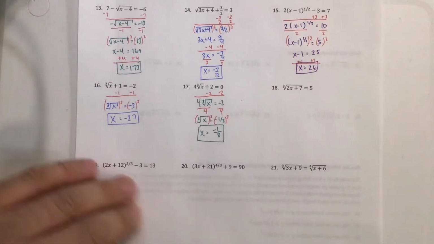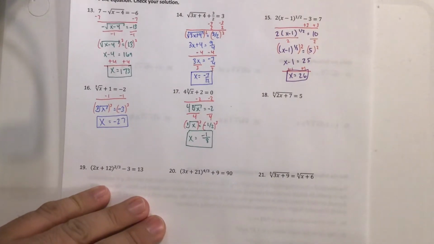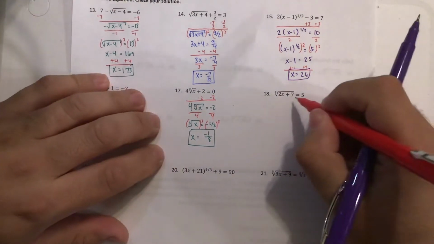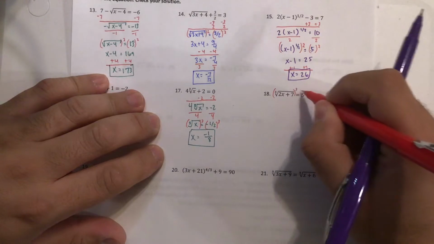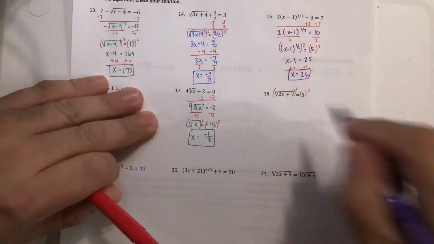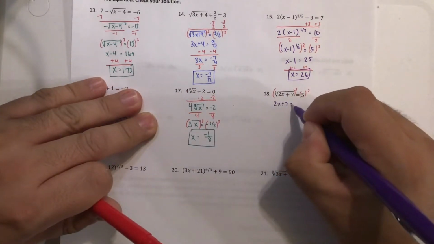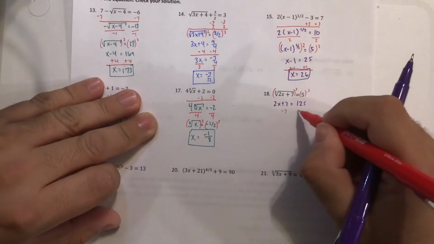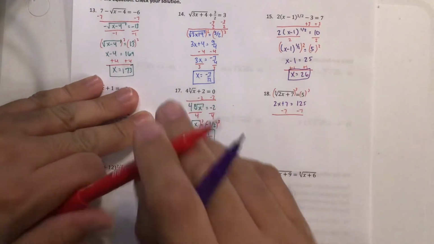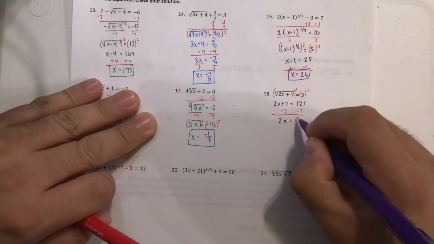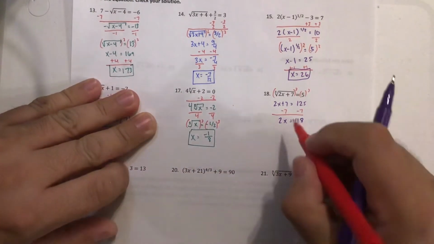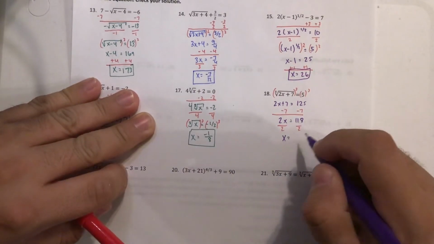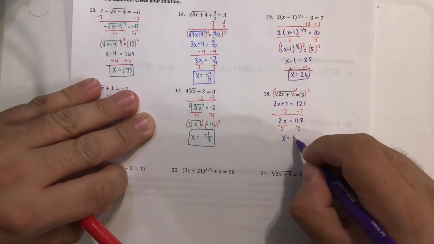All right, on to 18. So with 18, the first thing we do, to get rid of that cube root, we cube both sides. So we get 2x plus 7 is equal to 5 cubed, which is 125. We subtract 7 from both sides. So 2x is equal to 118. Divide both sides by 2. And x equals, I would say that's going to be 59.